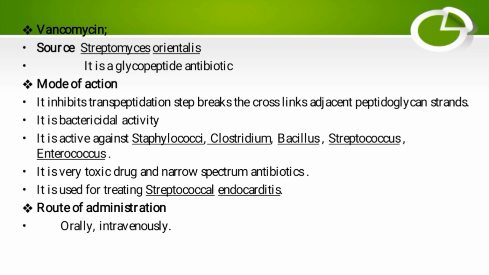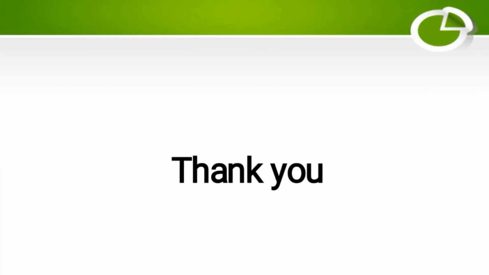And last one is vancomycin. Source: Streptomyces orientalis. It is a glycopeptide antibiotic. Mode of action: it inhibits the transpeptidation step, breaking the cross links between adjacent peptidoglycans in a strand. It has bactericidal activity. It is active against Staphylococci, Clostridium, Bacillus, Streptococcus, Enterococcus. It is a very toxic drug and a narrow spectrum antibiotic. It is used for treating streptococcal endocarditis. Route of administration: orally, intravenously.